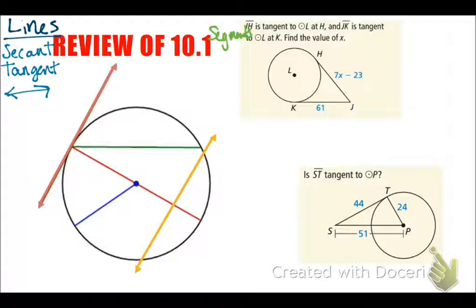They go infinitely in both directions. Then we learned about segments. What is one of the segments that we learned? Diameter. Thank you, diameter. We did learn about a radius. And the last one is a chord.